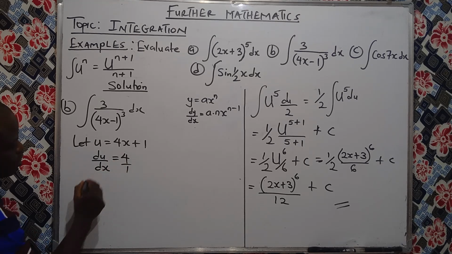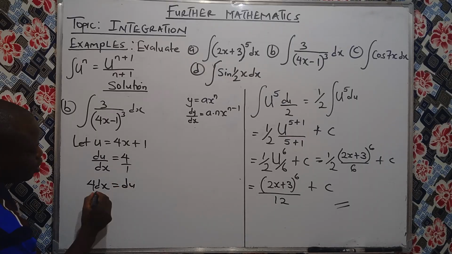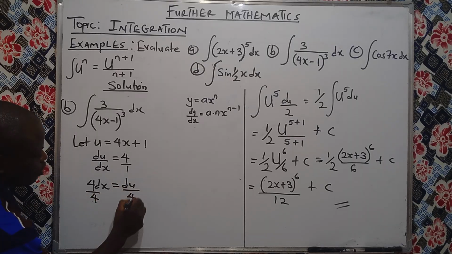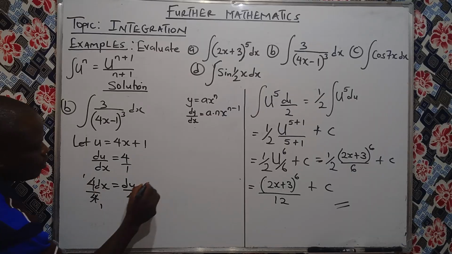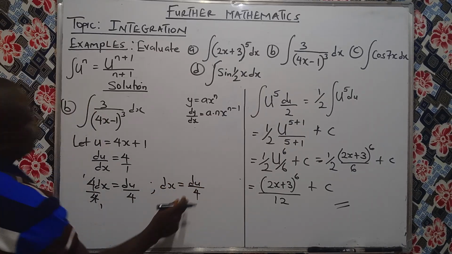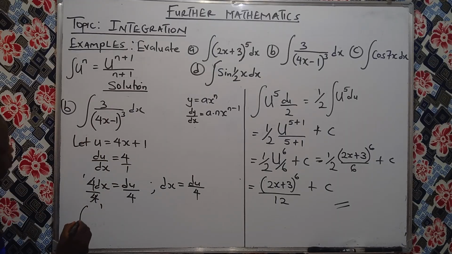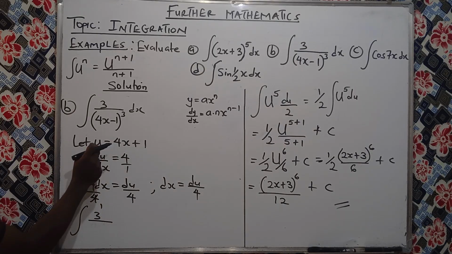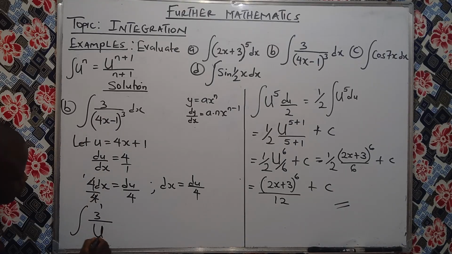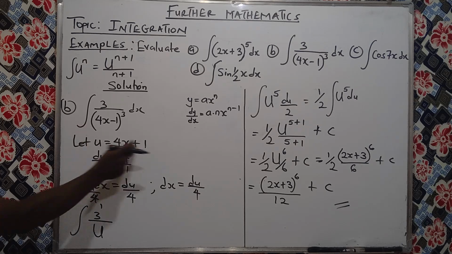Now 4 times dx, that's 4 dx equals du. Divide both sides by 4. 4 cancels 4. dx equals du over 4. Now replace your dx into the question. Now go back: 3 over, what do we say u to be? 4x plus 1 equals u. Don't forget we are still going back to replace our u in the final answer with the normal expression.